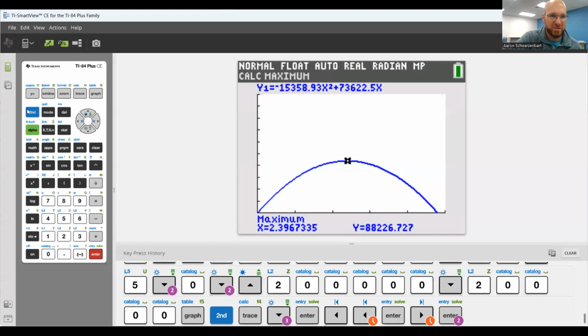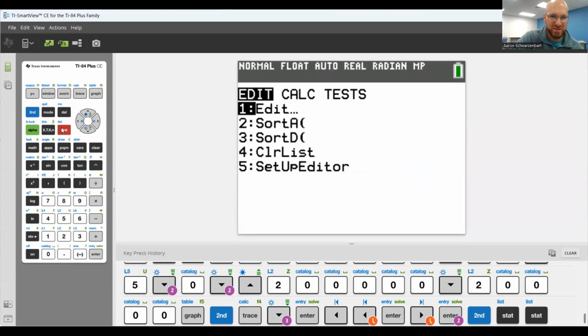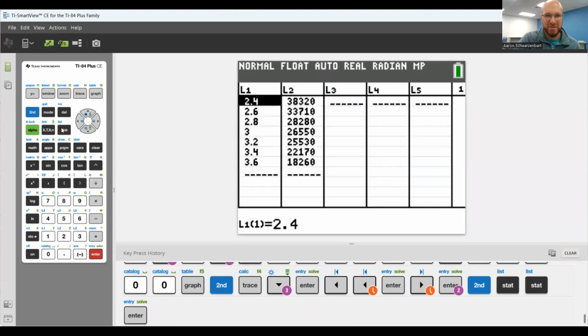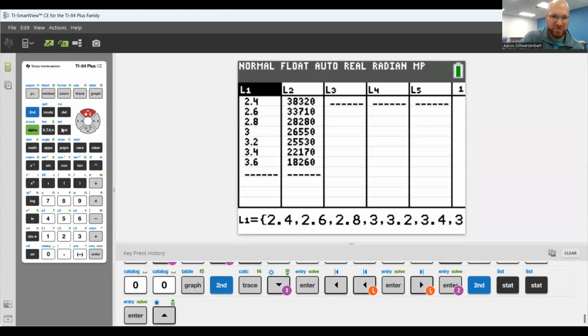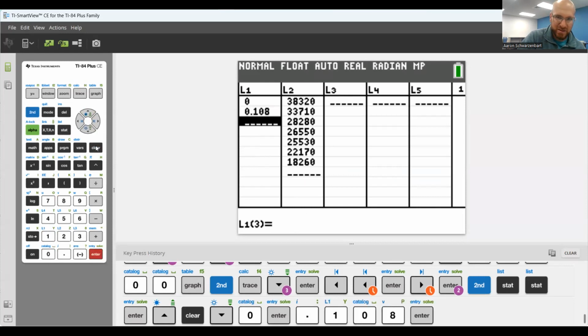So we're going to go back to our lists. Nope, not second stat. I just want stat, edit. I'm going to scroll up here and I'm going to hit clear. Clear it out. I'm going to enter all my data.